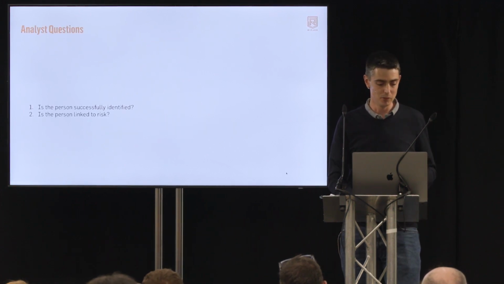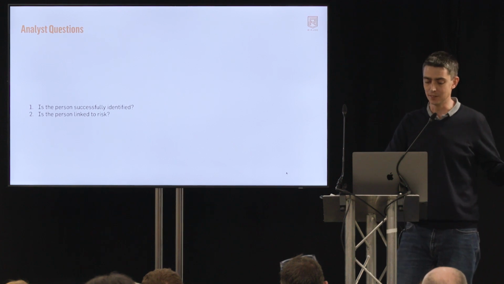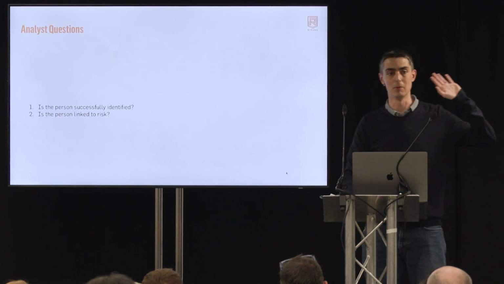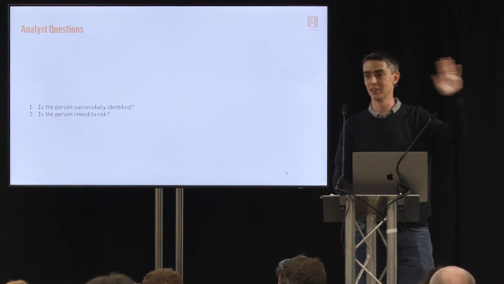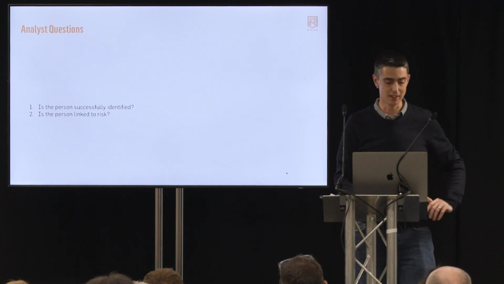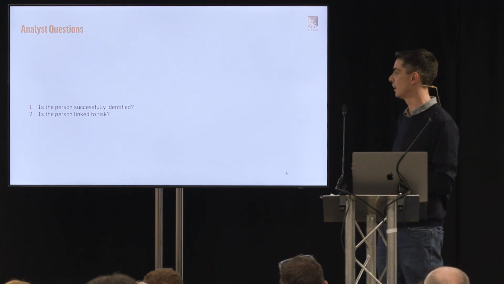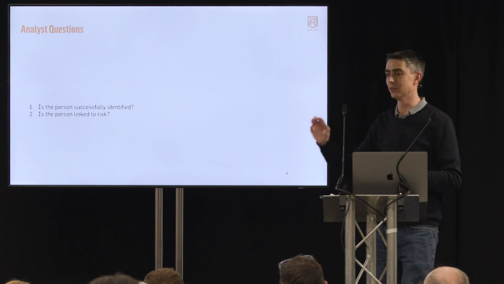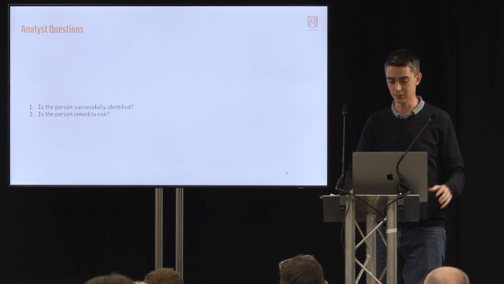So, what is an analyst attempting to do when they go through? Remember they've got who they're looking for, and they've got the risk on the other side. And so they're trying to say, is the person or organization successfully identified, and is the person linked to risk? That's the two questions they're doing.